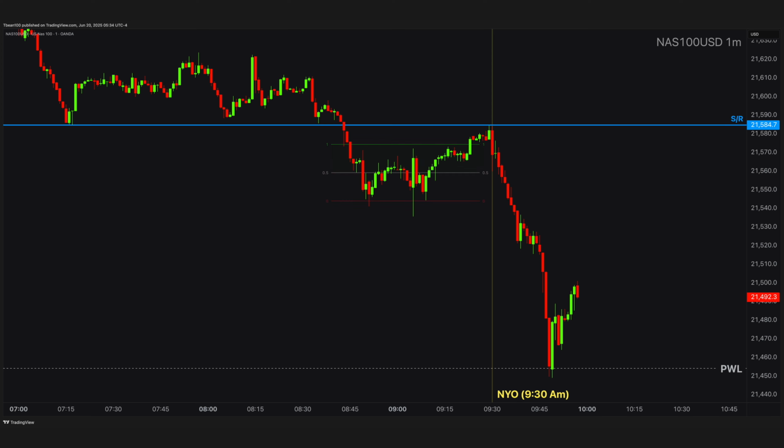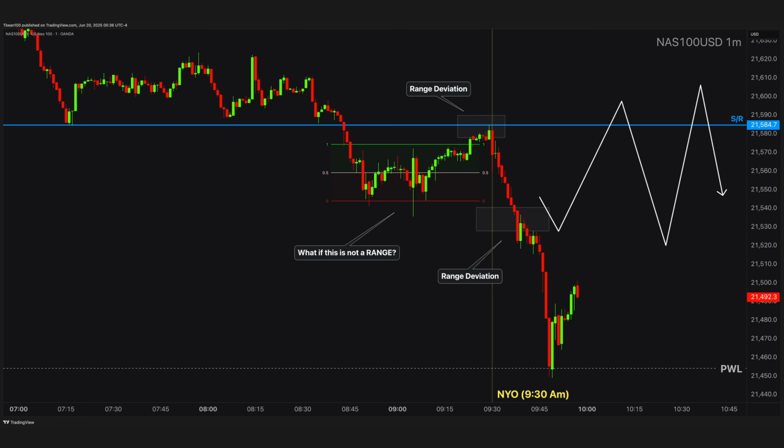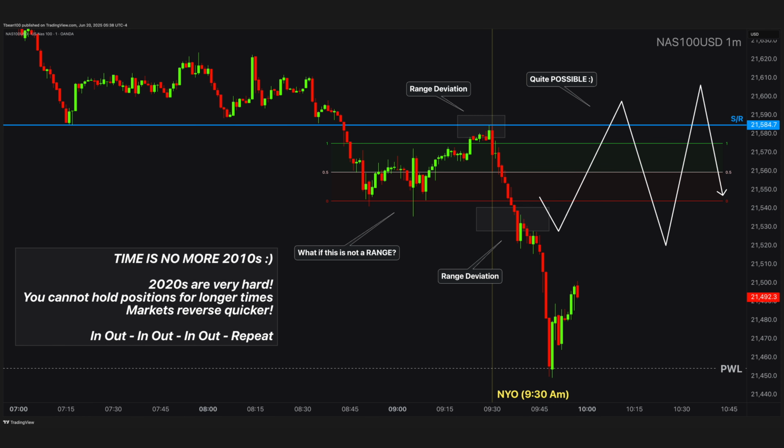Another thing that you must understand is the ranges. What if this was a range? A range deviation above and a range deviation below. Maybe the price was going to move like this. Who knows? I do not. You must understand and accept the reality and the truth.